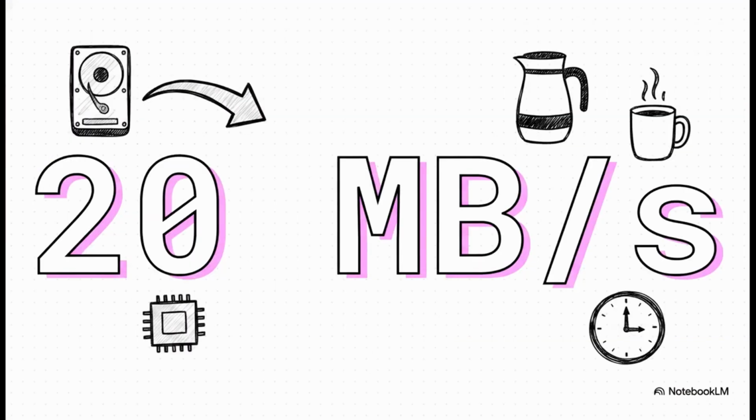Now, keep one important thing in mind while you're celebrating getting your data back: your speed. Because you're using software translation layers like FUSE or user space debuggers instead of native kernel drivers, your transfer speeds are going to be throttled pretty heavily. You're probably going to see speeds around 20 megabytes per second. So if you're rescuing a full 3 terabytes, you're definitely going to need some patience. Go ahead and put on a pot of coffee. It's going to take a while.